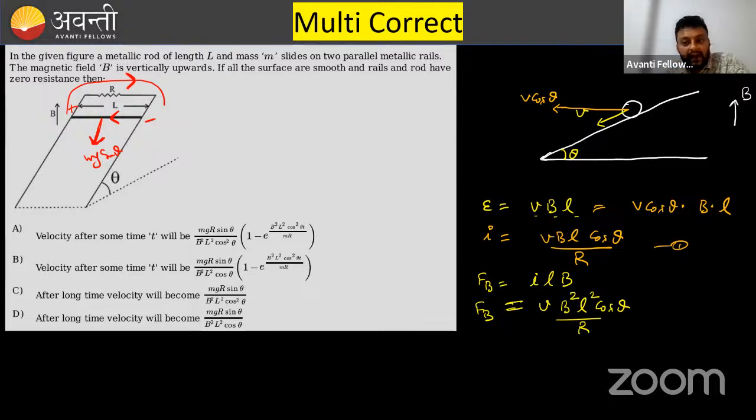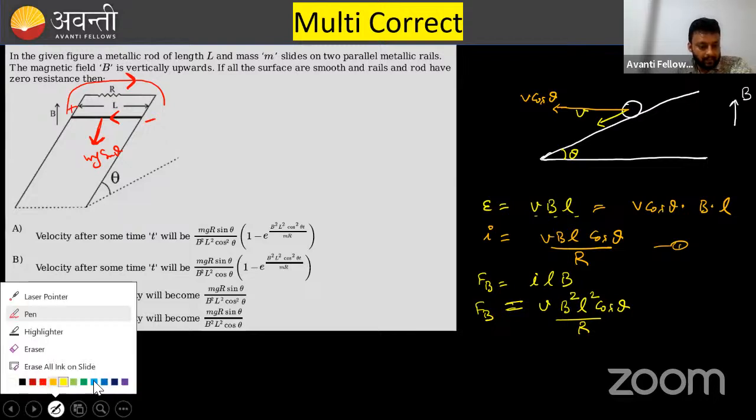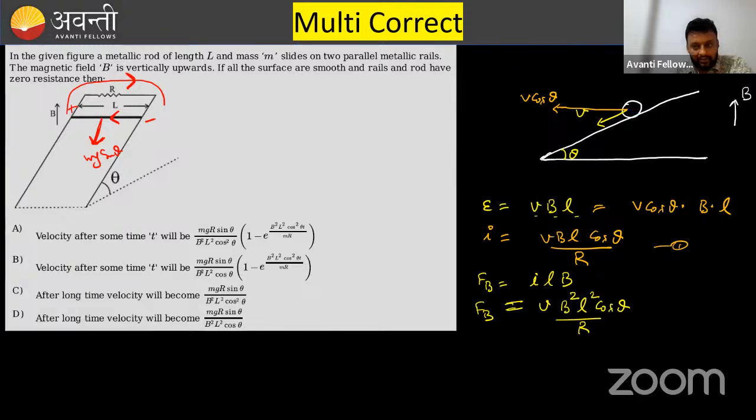Now, what will be the direction of this magnetic force? If I say IL cross B, this magnetic force will be acting in which direction? In the horizontal direction, this magnetic force will be acting. And in this direction, we have mg sin theta. What will be the component of FB in this direction?